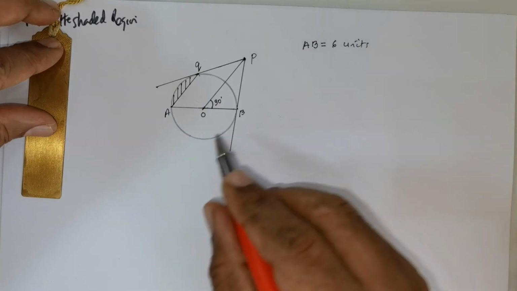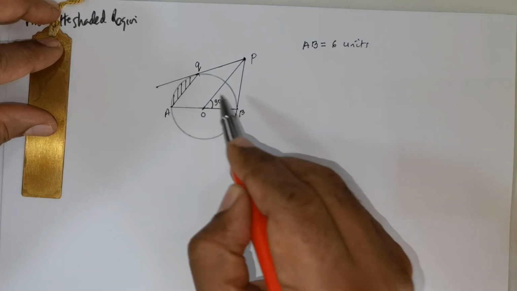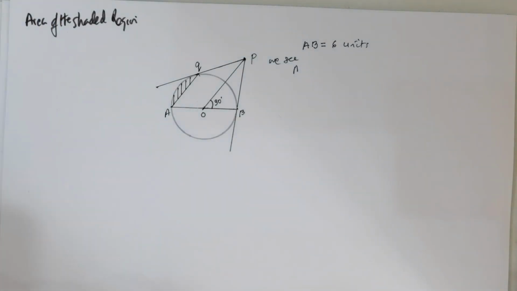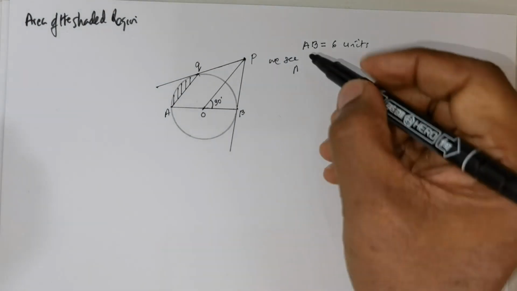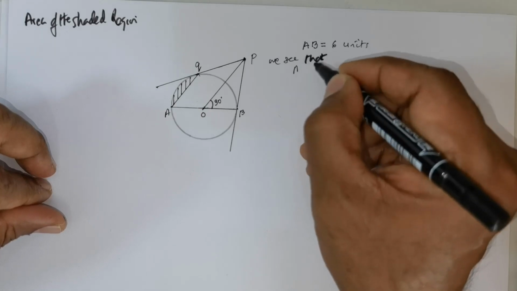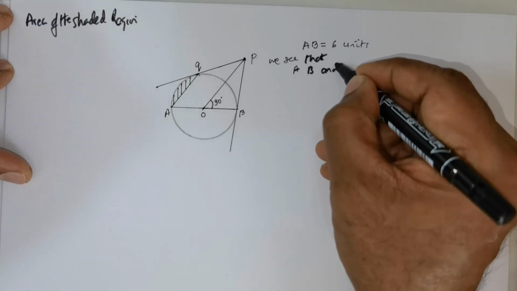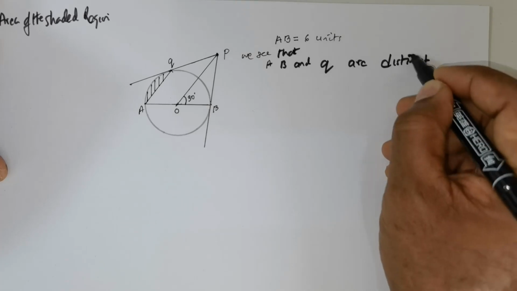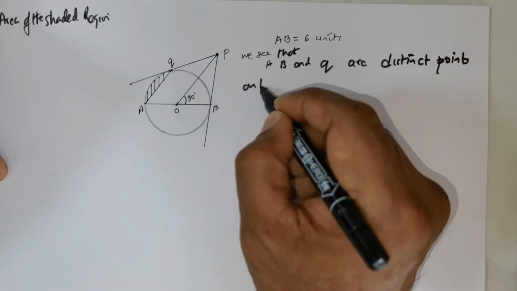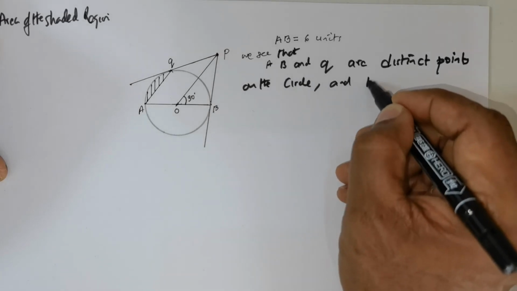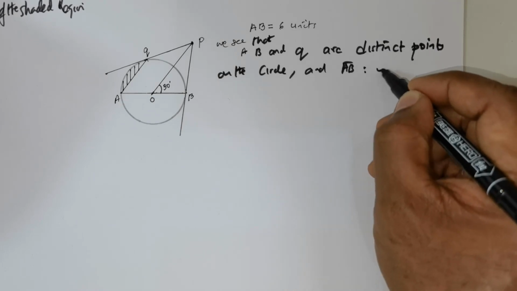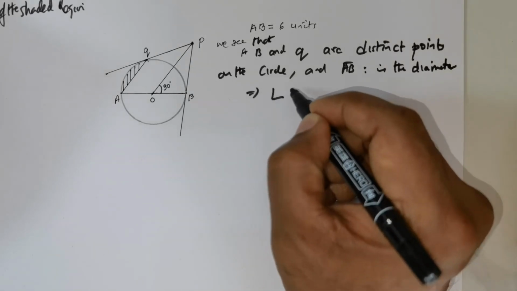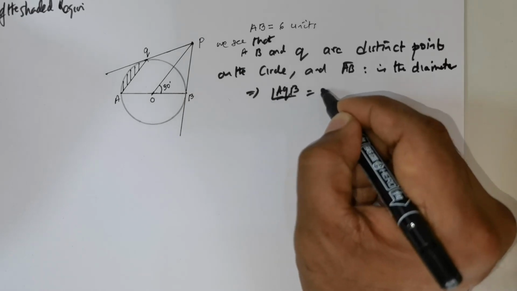Now, foremost, what I wish to do is draw your observation to ABQ. We see that, let me write that down. We see that A, B, and Q are distinct points on the circle, and AB is the diameter. Now, from circle theorem, this would mean angle AQB is equal to 90 degrees.